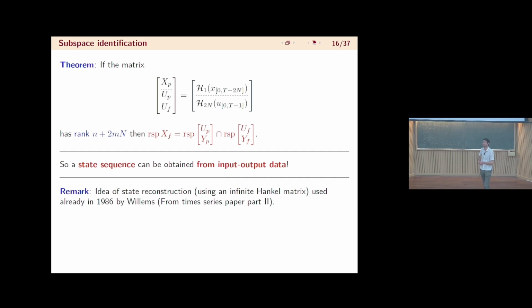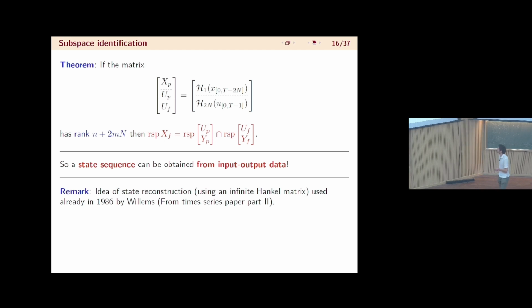Yes? Yes, yes. The original system is assumed to be both controllable and observable, indeed.